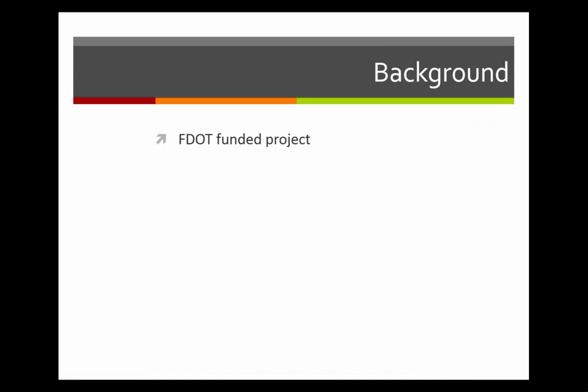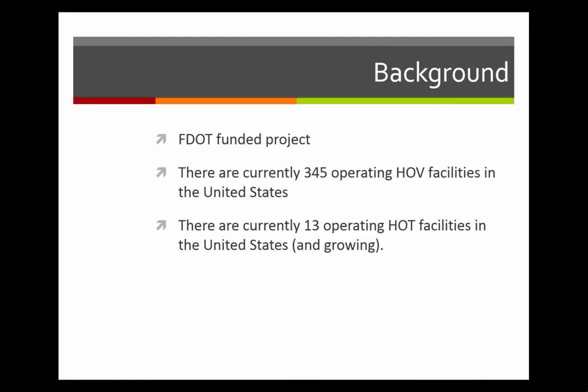So the background. This is an FDOT-funded project, like the two previous presenters. It was also for them as well. The reason being, managed lane facilities are an ever-growing facility and an option for designers and planners of these roadways. And so the FDOT is certainly interested in getting a better picture of how these facilities function, specifically from the safety perspective, so they can better plan and design these facilities. There are currently 345 HOV lanes in the United States and 13 HOT lanes. The HOT are a bit newer, but they're definitely growing, and they're becoming a new useful tool.